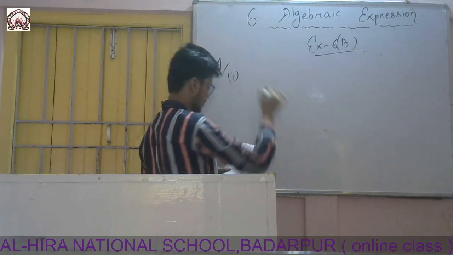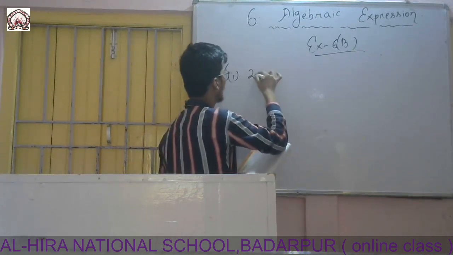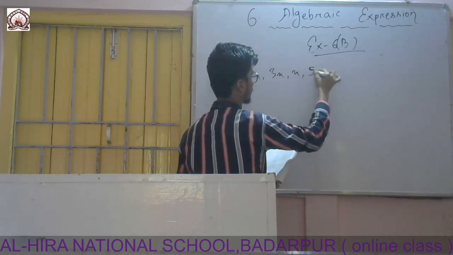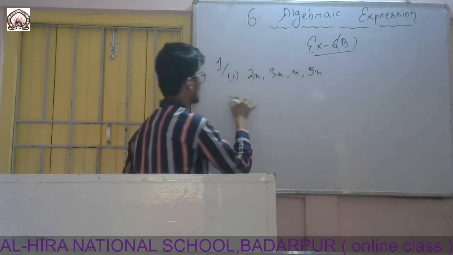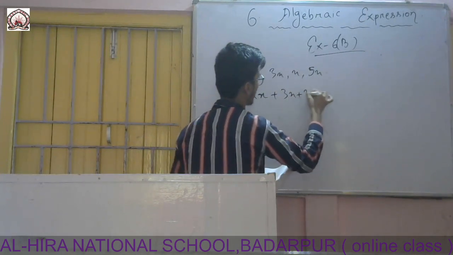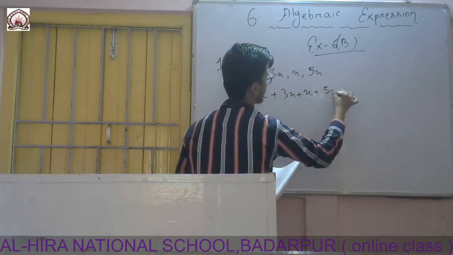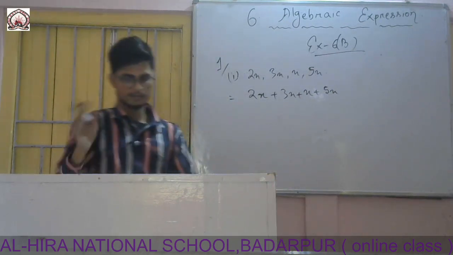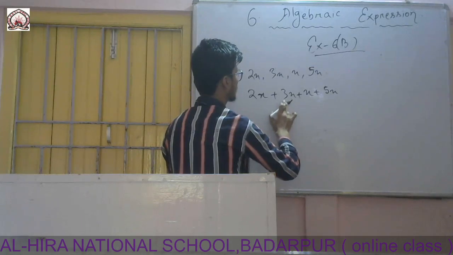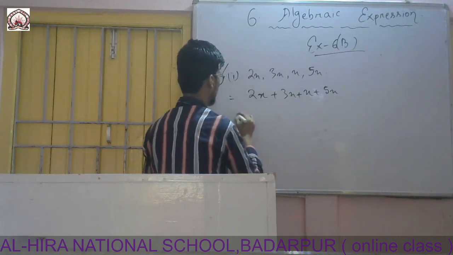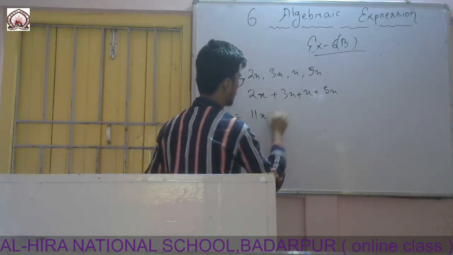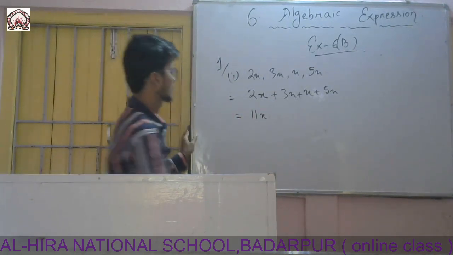So question number 1, Roman 1 is 2x, 3x, x, 5x. So I have to add these. So 2x plus 3x plus x plus 5x. How do we normally add? The same way you have to add. 5 plus 1 is 6, 6 plus 3 is 9, 9 plus 2 is 11. And the variable will be x, so 11x.